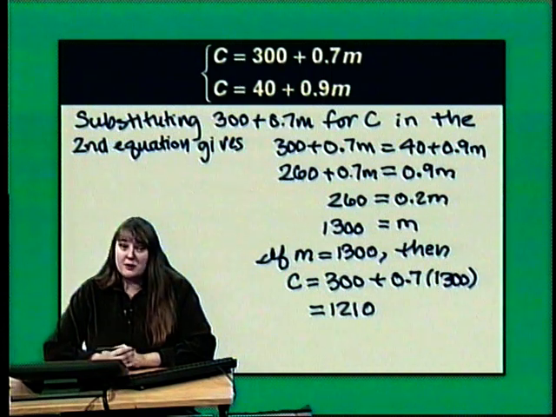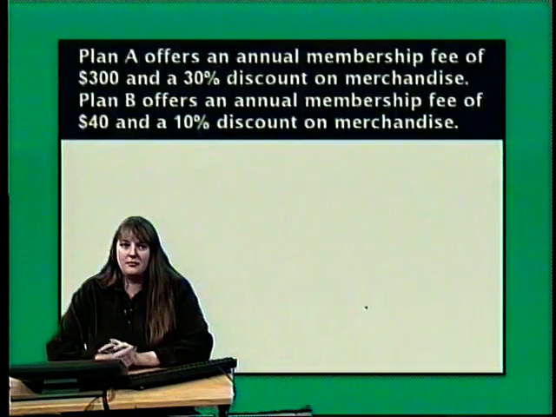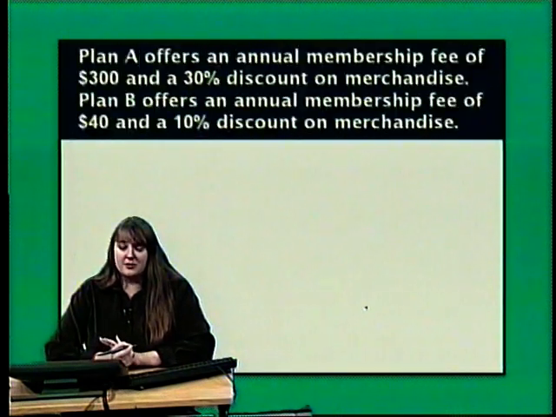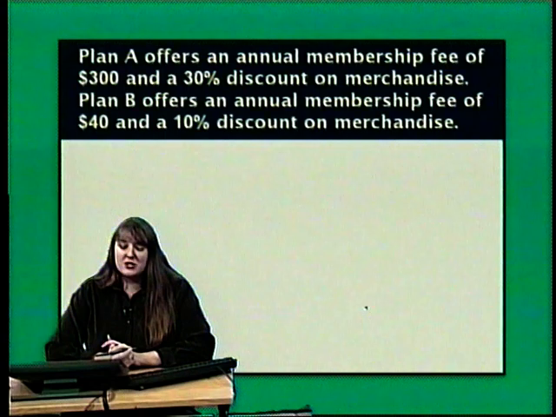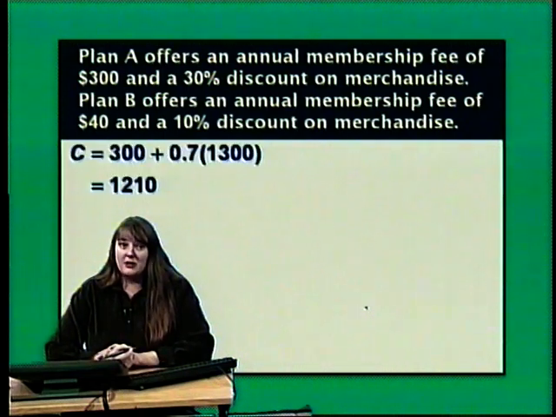So it looks like my proposed solution is that $1,300 of non-discounted merchandise will make the total cost of both plans $1,210. I need to check this though. So let's go back to the original statement of the problem. We actually already checked Plan A. We knew that with the $300 fee and paying 70% of the non-discounted price, that was the $1,300, the total cost ends up being $1,210.